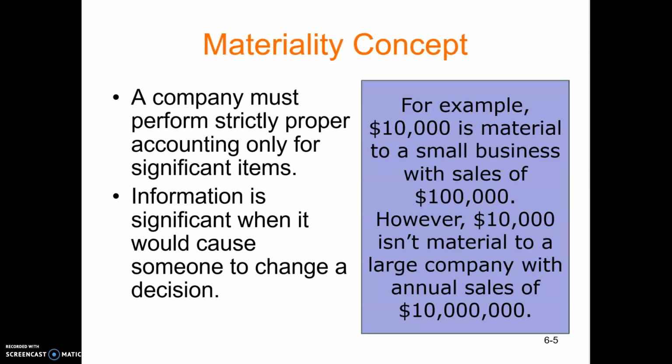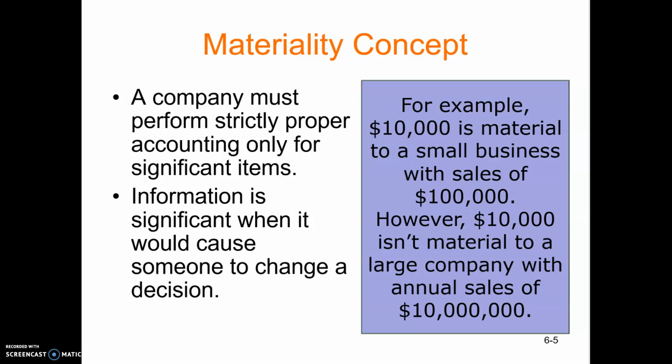Materiality concept. So this one's a little bit strange, but a company has to perform strictly proper accounting for significant items. Okay, so when we're talking about materiality, we're talking about the relative importance of an item. So usually it's a dollar amount. So the example they're giving here, if you have sales of $100,000, $10,000 is a material amount. I know $10,000 is a material amount to me personally.